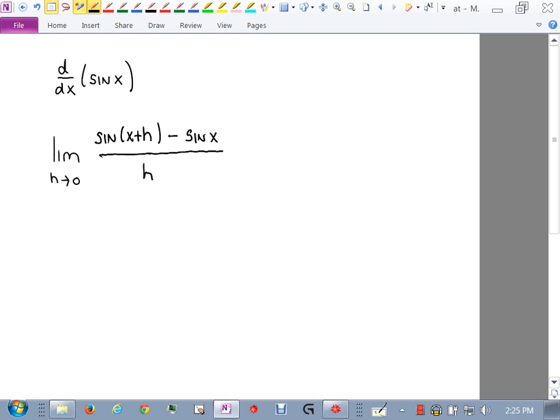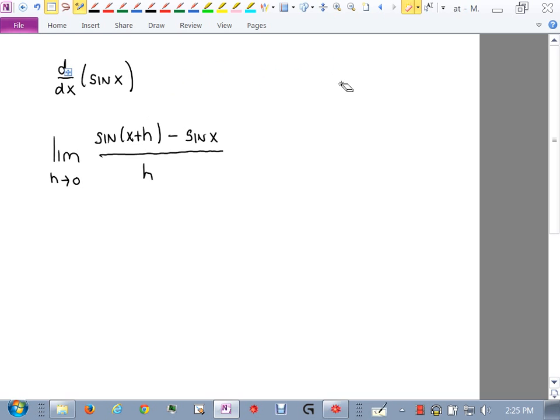Now, everyone in here should have taken pre-cal, so I'm going to use something from pre-cal that you may or may not remember. But let me tell you one thing. This right here is not sine x plus sine h, okay? That is not true. Sine is not a number. It does not distribute through the parentheses. X plus h is the argument of sine. Therefore, this distribution is a major no-no.